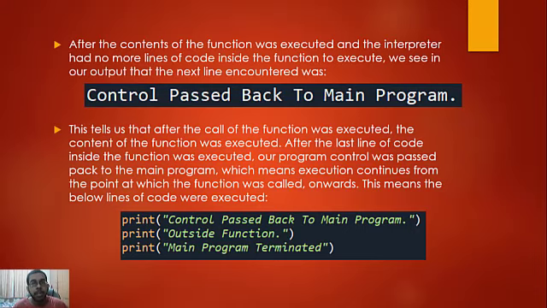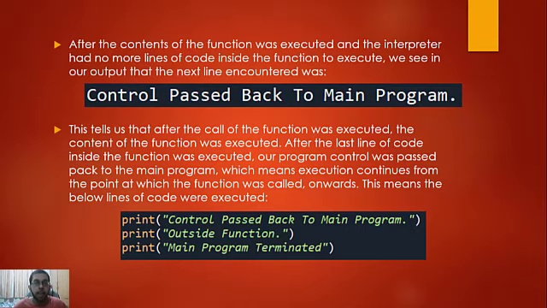After the contents of the function were executed and the interpreter had no more lines of code inside the function to execute, we see in our program that the next line encountered was control passed back to main program. This tells us that after the call of the function was executed, the contents of the function were executed. After the last line of code inside the function was executed, our program control was passed back to the main program, which means execution continues from the point at which the function was called onwards.